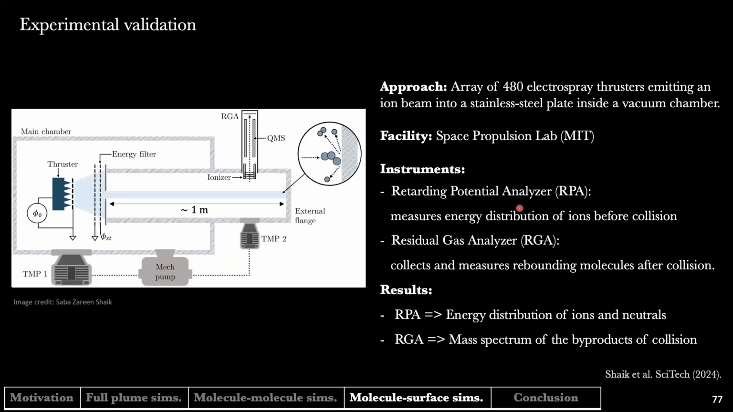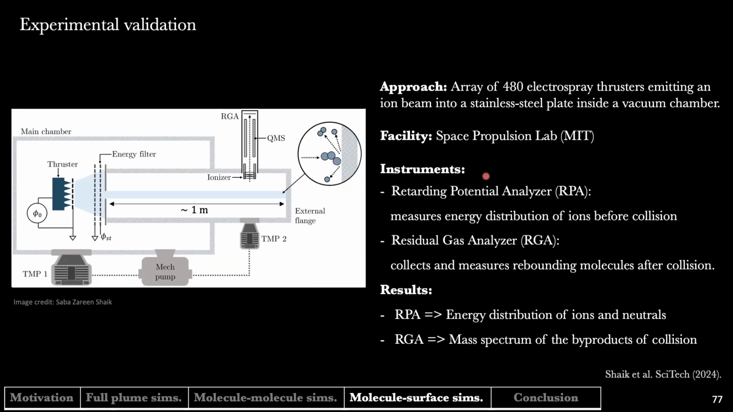And then we tried to do an experimental validation of our model, and this was done by Saba Sheikh, an MIT student, in the Space Propulsion Lab. And the approach was to use an array of 480 electrospray thrusters to emit an ion beam into a stainless steel plate inside a vacuum chamber. And we used two instruments.